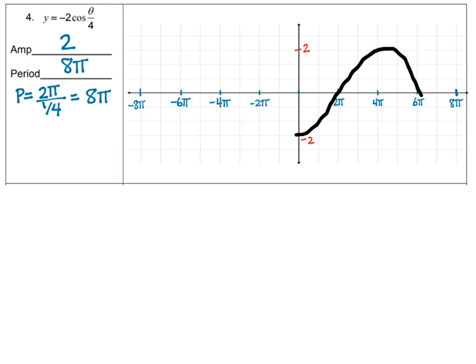It goes up and down. There's one period of it. And on the other side, there's the other period. So now I have 2 full periods of -2 cosine of theta over 4.